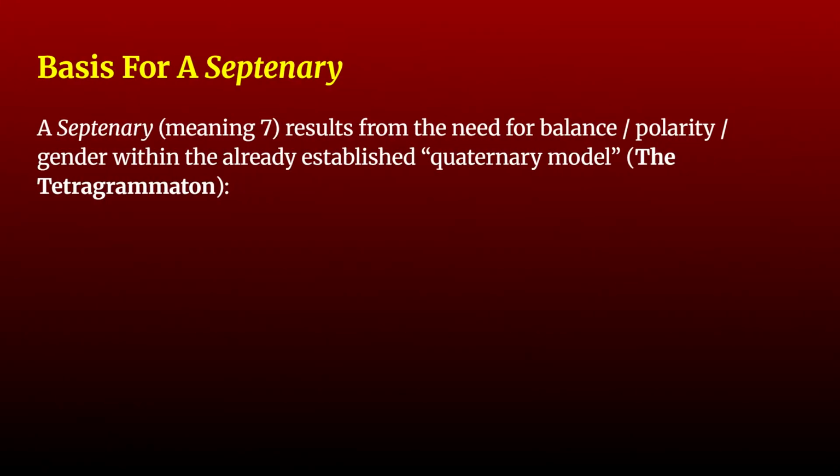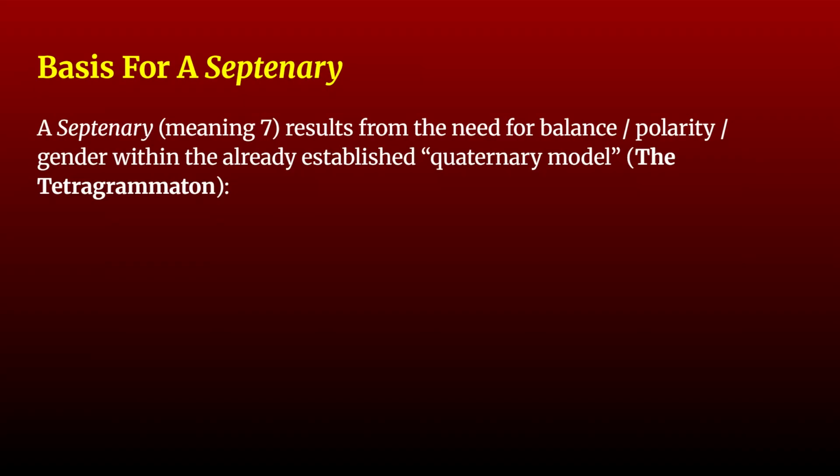So the basis for a septenary, which means seven, results from the need for balance, polarity, and gender. If you see the Hermetic laws, the law of gender is that everything has a gender. Traditionally, the sun and the moon are the masculine and the feminine. And that's what they represent. If anybody's familiar with basic zodiac astrology, the sun is your conscious mind and the moon is your subconscious mind.